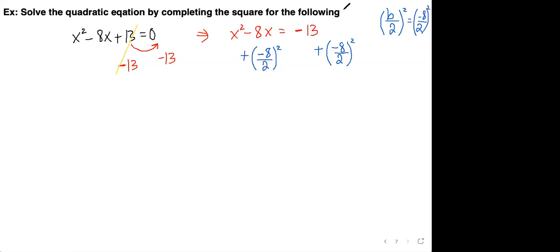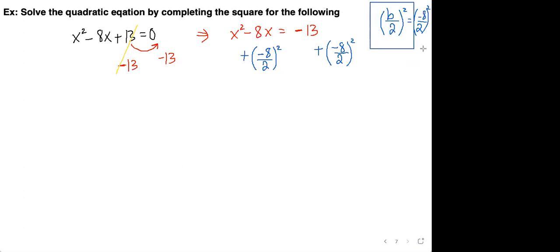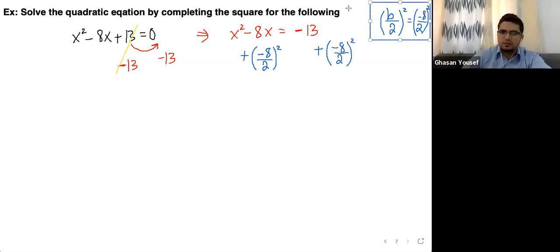Sometimes you're going to forget to add it on both sides. This is a tough one to remember. This is wrong. If you forget to add it to both sides, your answer for the question will be completely wrong. So you have to add it to both sides. Now, minus 8 over 2 is minus 4. Squared is 16. This is correct, Mohsena. Yes, 16. So when I add, I have to add 16 to both sides.